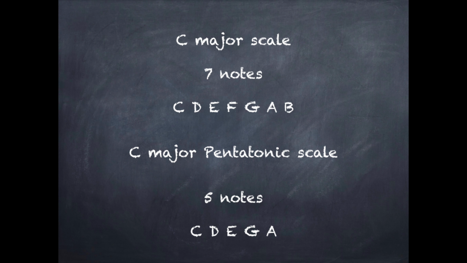So obviously you see here we have the C major scale. We have C, D, E, F, G, A, B, 7 notes there. What we're doing to create the C major pentatonic scale is we're getting rid of 2 of the notes out of this exact same scale. So if only 5 out of the 7 notes are being represented in the scale, it's a different sounding scale.